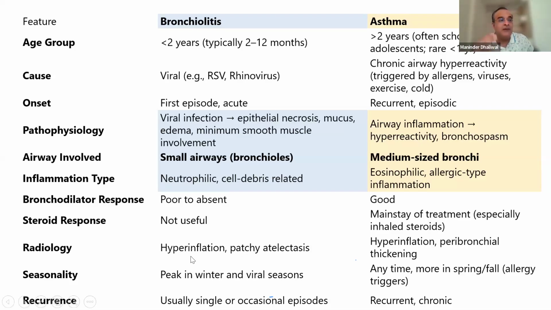Over here, mostly hyperinflation will be there, because once you take an inspiration the airways open up, and during expiration they close down. And it's usually 1 or 2 episodes in one lifetime, this bronchiolitis. It doesn't happen every 3 or 4 months. If it's happening every 3 or 4 months, it's not bronchiolitis, it is something else. It's most likely caused by viruses, starting with RSV, and there can be a number of viruses which can cause this, from rhinovirus to adenovirus. All of these can cause bronchiolitis.